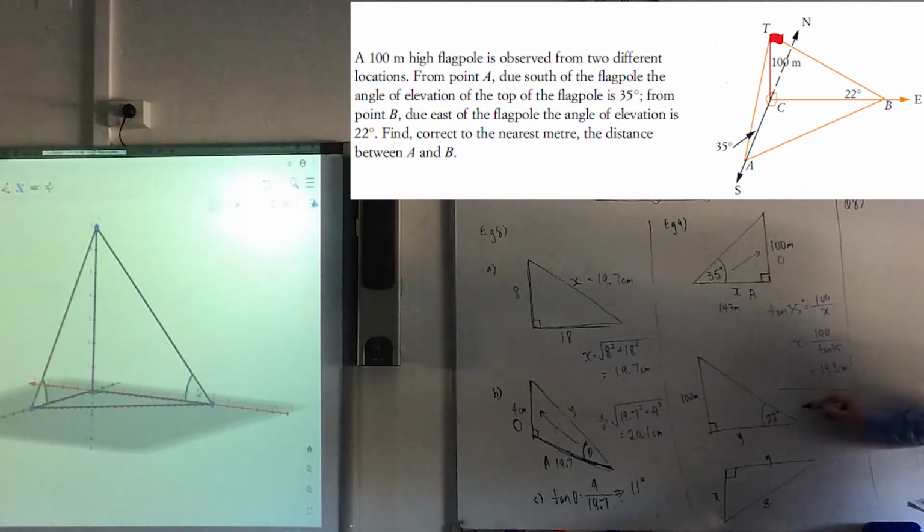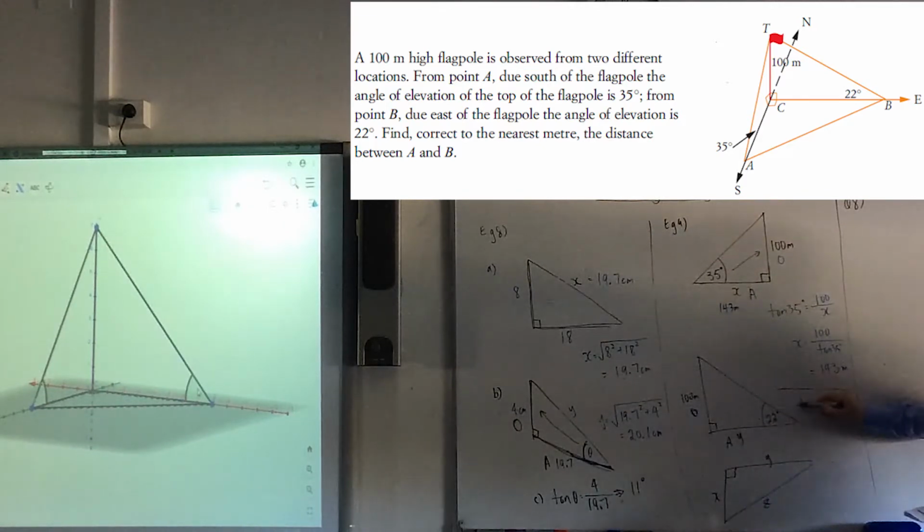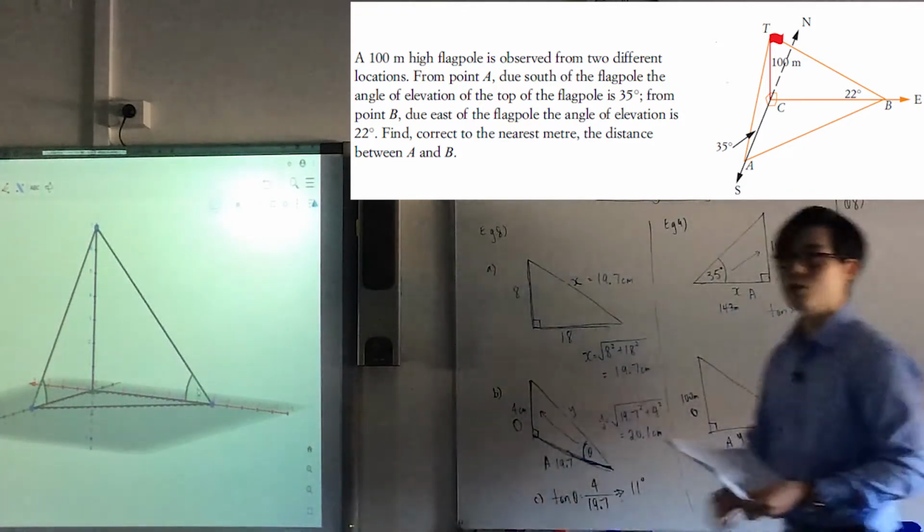Okay? So, once again, this is opposite. This is the adjacent. So once again, tan 22. Let me do the working out. It's 100 over y. So y is equal to, once again, 100 divided by tan 22, which in this case is 248 meters.